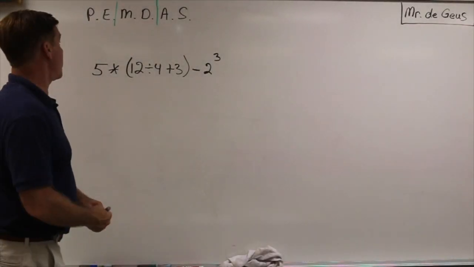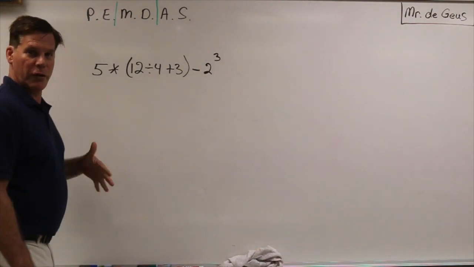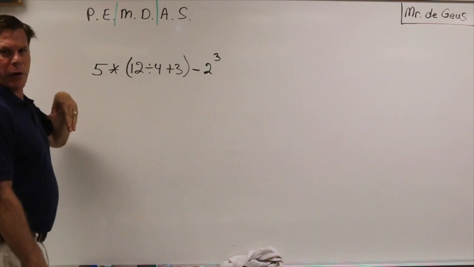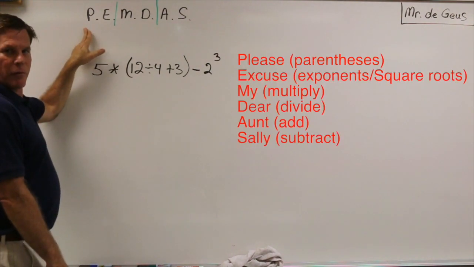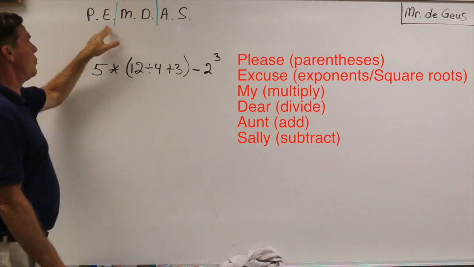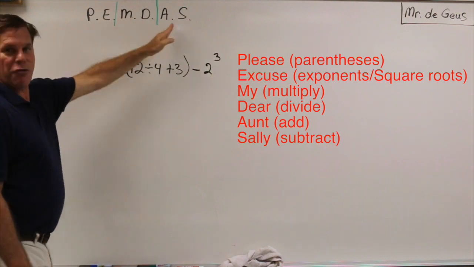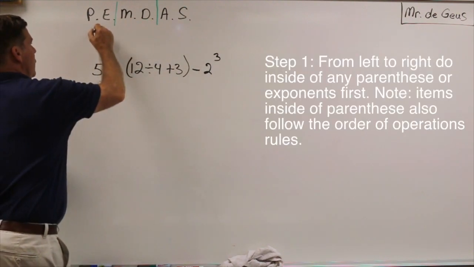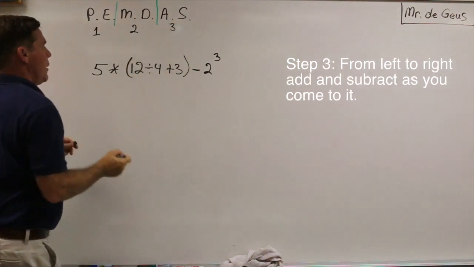All right, in this lesson what I'm going to be going over is the order of operations rules. I'll make a better video later on, but this will be a quick one. You have to remember the acronym, or the little saying, "Please Excuse My Dear Aunt Sally." And notice I have it partitioned into three pieces here. This is step 1, this is step 2, this is step 3.